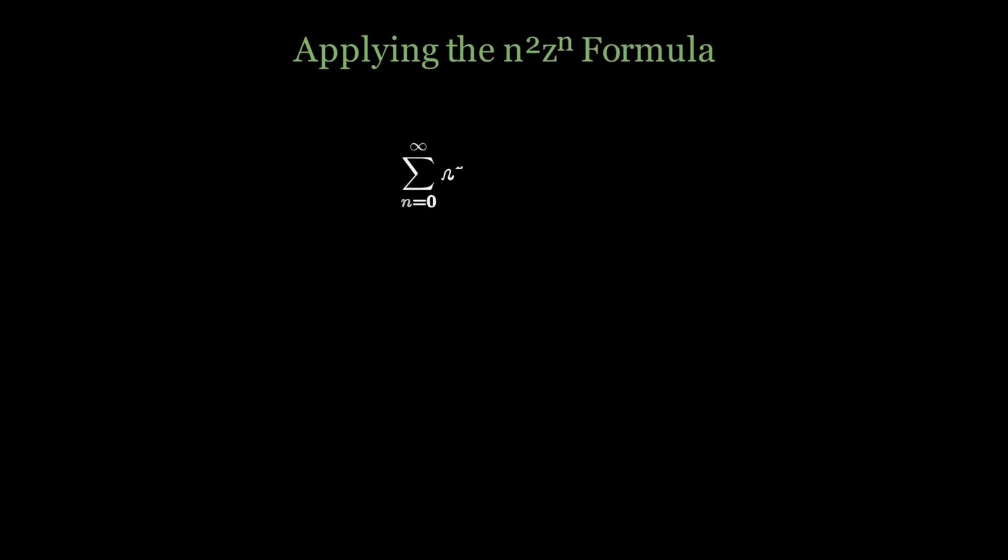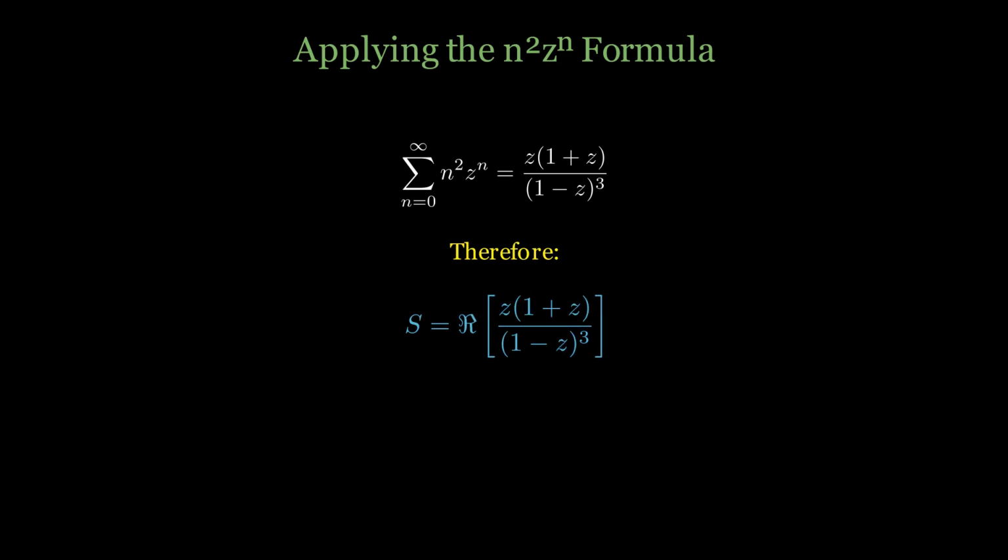And in doing so, we simply write n square z to the power n, which we found out was z into 1 plus z by 1 minus z whole cube. And therefore, our series, which was simply this, is simply the real part of z whole into 1 plus z by 1 minus z whole cube, where z is as defined earlier. Substituting the value of z now will give us our final answer with some simplifications in place.